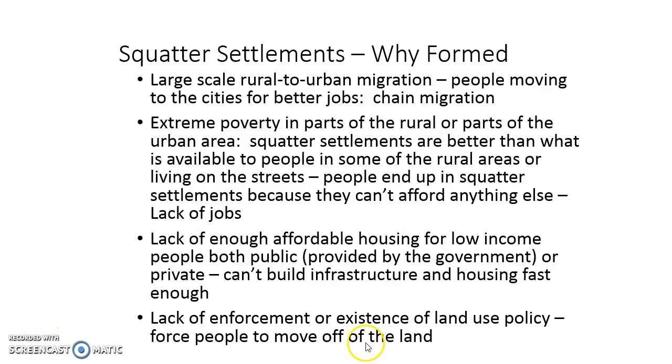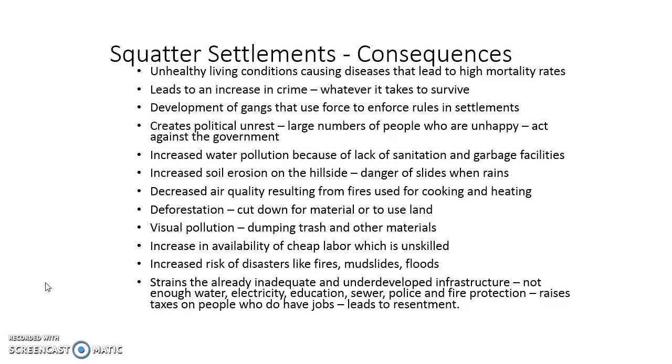In addition, there's a lack of enforcement or existence of land use policy. So the government, because there could be millions of people living in these slums, 83% or 85% of the people in Addis Ababa, can't afford to make these people so angry, so they don't typically kick them off this land. And because of the extreme poverty in parts of the urban area, the squatter settlements are better than what is available to the people in some of the rural areas, or better than living on the streets. They end up in these squatter settlements because they can't afford anything else, because there aren't any jobs. Keeping in mind, these people are not homeless people. They do live in primitive dwellings. It's just that they live on undesirable land that they do not own.